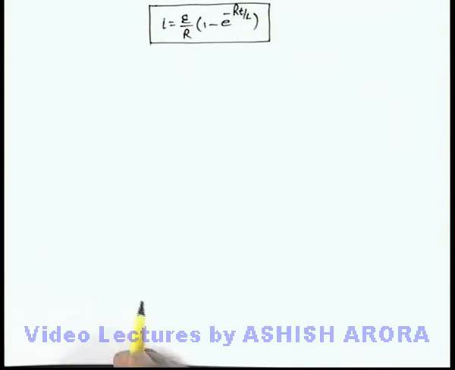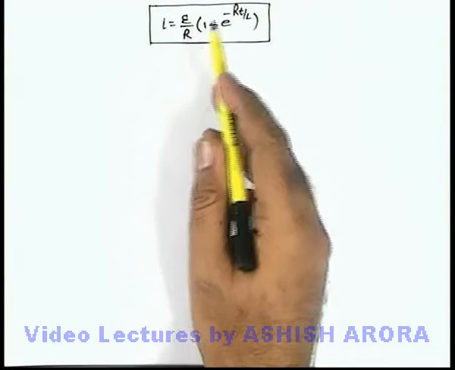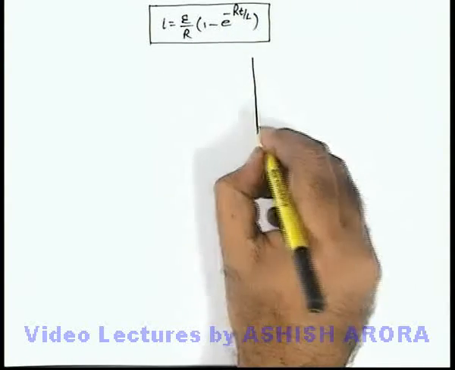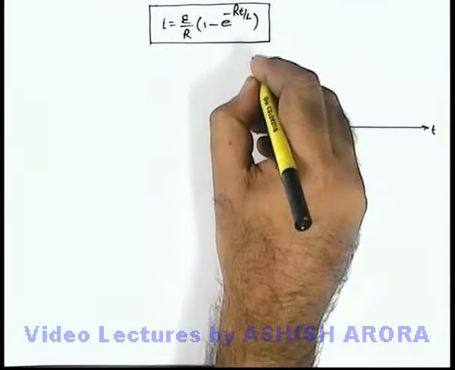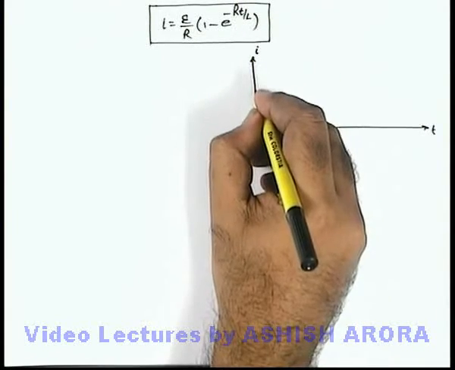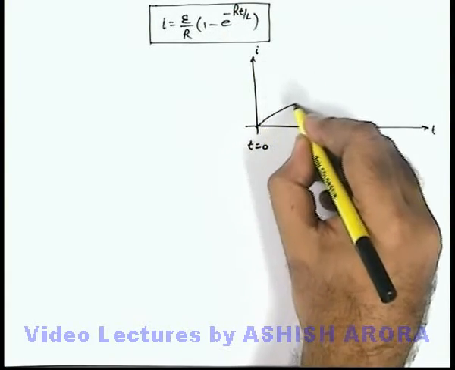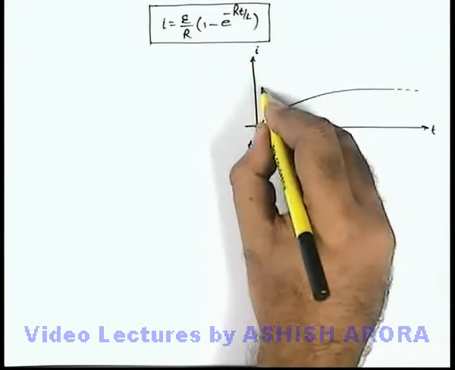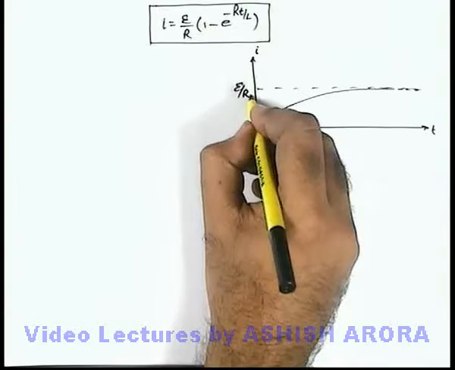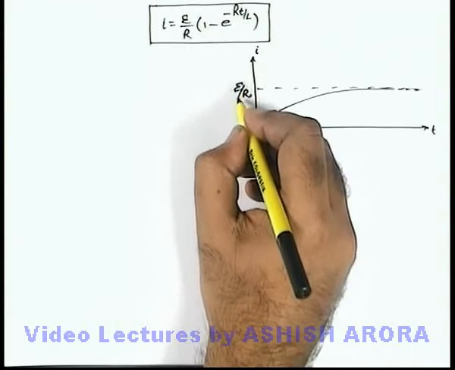So in continuation, we have just seen that the current growing in an LR circuit is given by E by R times (1 minus e to the power minus RT by L). We plot the variation of this current with time. At t equals 0, initially the value of current is 0, and with time it grows exponentially, in such a way that after a very long time the current asymptotically reaches the value E by R. So after a long time it becomes a constant value, which is E by R.